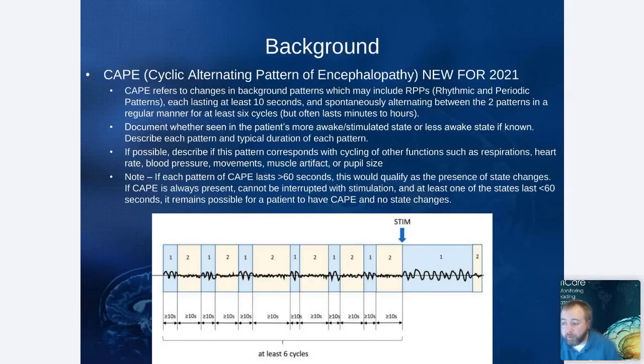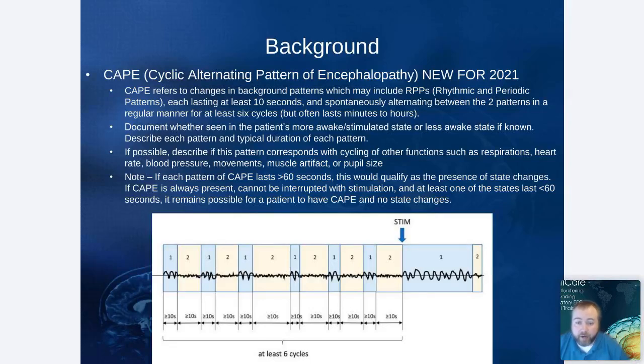And then here you can see where the stim actually happens. Then we go on to a different state change, completely different. But this CAPE would be going back and forth all within that same state. So if that's maybe the patient's sleep pattern going back and forth between a delta and a beta frequency, it doesn't have to be that. It can be just any 2 patterns that it's going back and forth between. If you see this, document whether you see it in the patient's more awake stimulated state or the less awake state, if you can tell. Sometimes it's hard to tell.